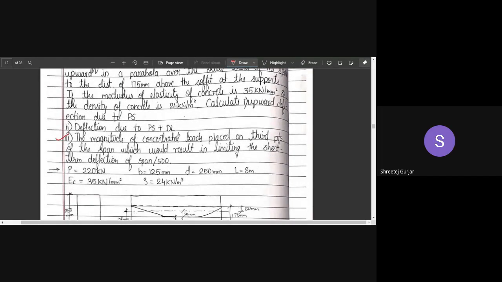Find out the magnitude of the concentrated load placed on the third points of the span, which would result in limiting the short-term deflection to span by 500. Okay, so we'll solve the first 2, then we'll go to the third one.